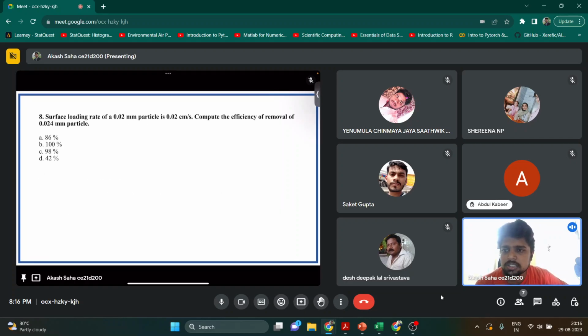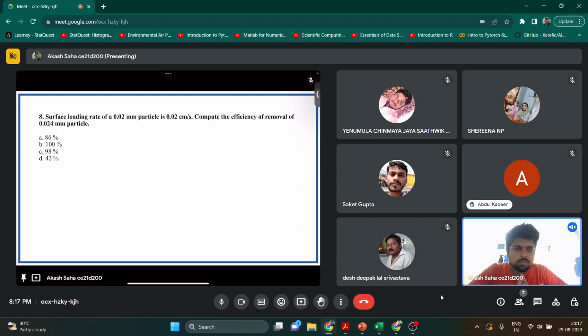Okay. So next question: the surface loading rate of a 0.02 millimeter particle is 0.02 centimeter per second. So what will be the efficiency of removal of a 0.024 millimeter particle? For the 0.02 millimeter particle, we have the surface loading rate. What will be the efficiency for the particle of size 0.024?